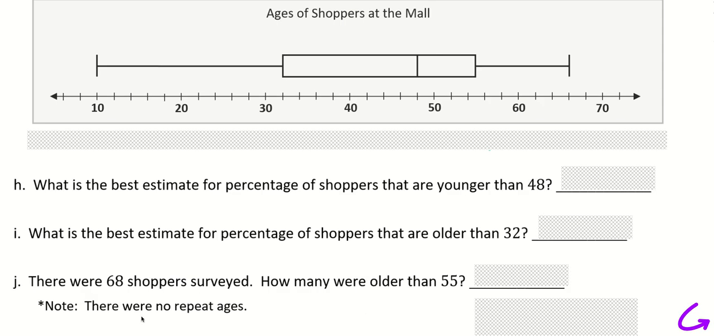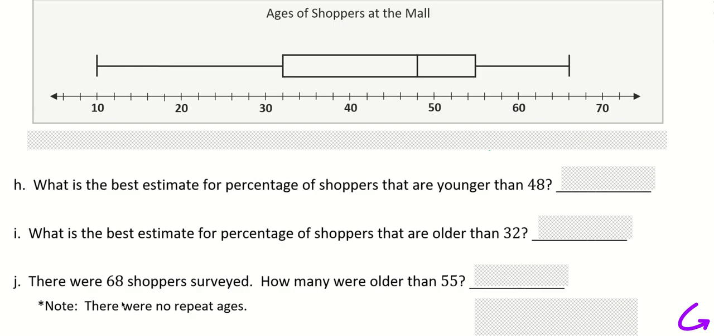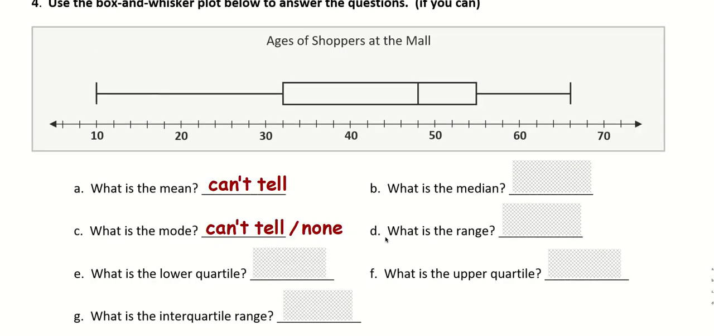to question J down here, that says that there were 68 shoppers surveyed and there were no repeats. So with that little piece of info at the end, you can at least say that we know there was no mode, I guess. So "can't tell / none," but that's only because what was written down here kind of gave it away. But here's what we can tell by looking at a box and whisker plot.